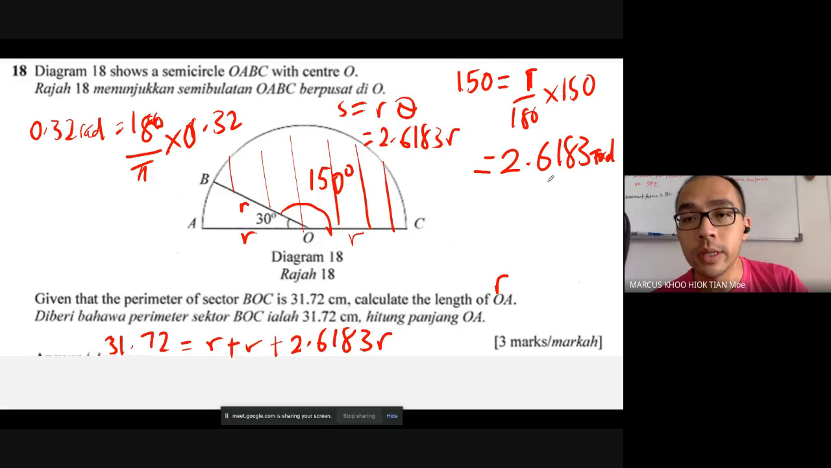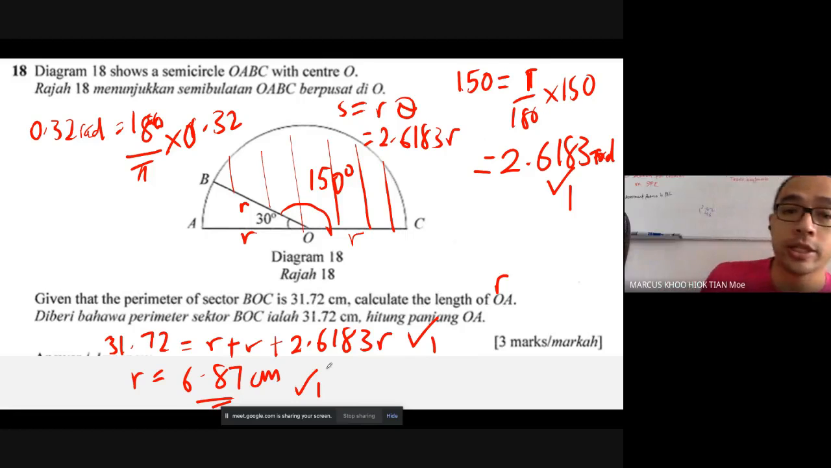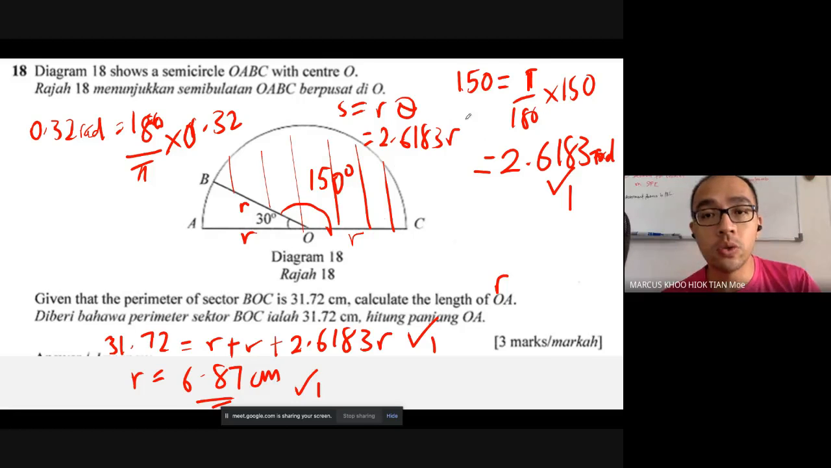Okay, so changing to radian is 1 mark, adding this is 1 mark. After you calculate, you get R equals 6.87 cm. No cm doesn't matter, but R equals 6.87, you get 1 more mark. So this is a pretty simple question. It just requires you to remember that the 150 degrees must change to radian before you can put it into the formula.